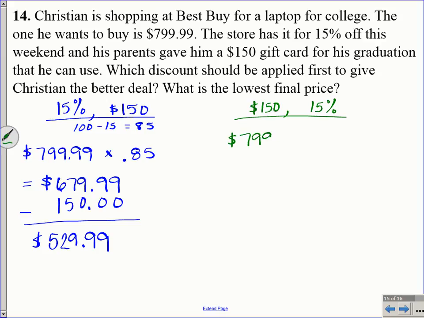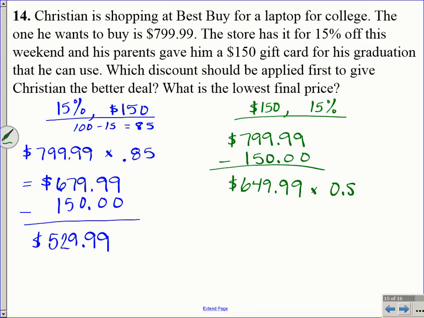Here we're starting by taking off the $150 gift card. So $799.99 minus $150 brings your total down to $649.99. Now again, if we're taking the 15% off here, that really means we're paying for 85% of this total. So I'm going to multiply that by 0.85. And doing it this way brings you down to a grand total of $552.49.